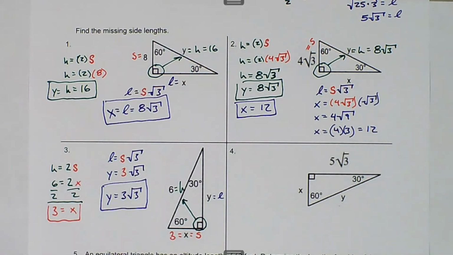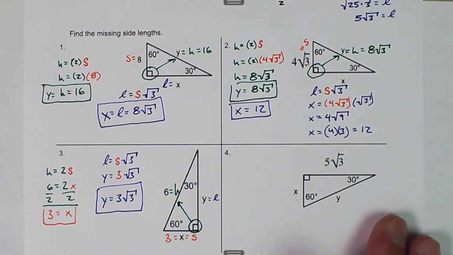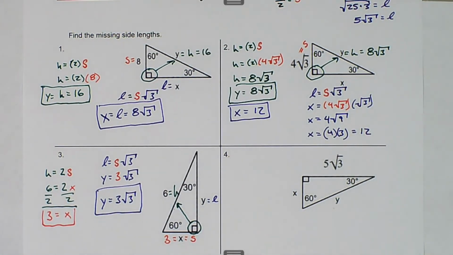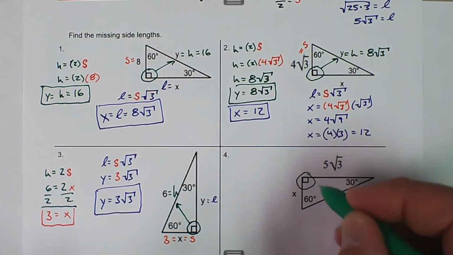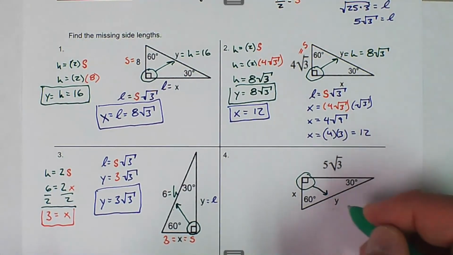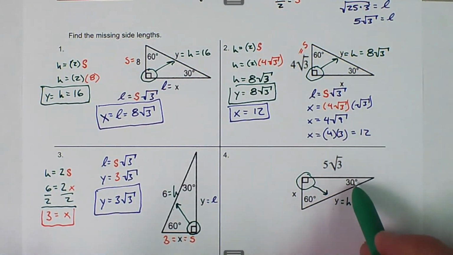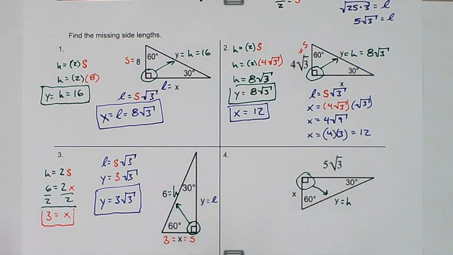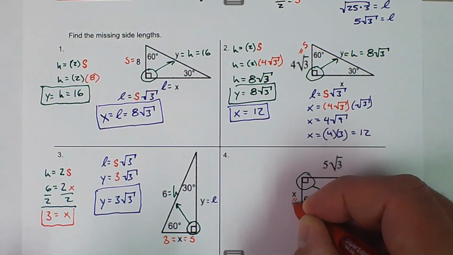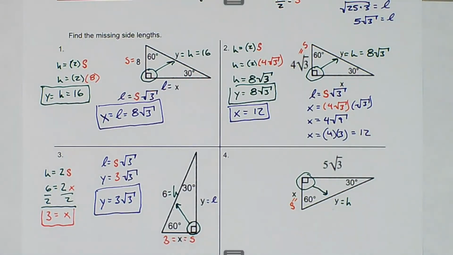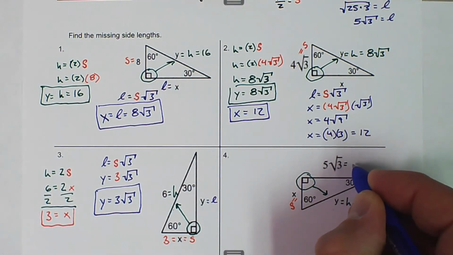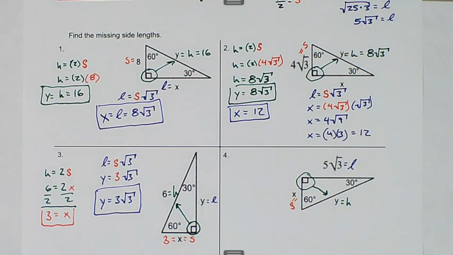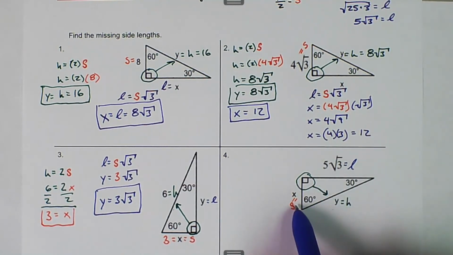Next, we have example 4. And we are given that this is a 90-degree angle. So we know that y is the hypotenuse. Because the 30-degree angle is here, we know x is the short side. And we know that 5 square root of 3 is the long side. So we don't have any relationship really between the long side and the hypotenuse. So we have to use the long side to calculate s.